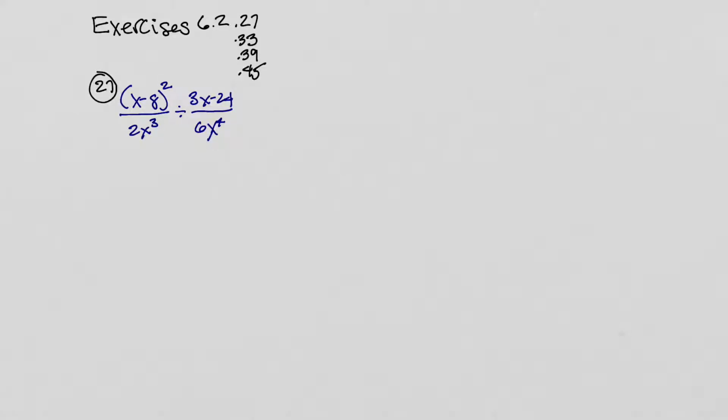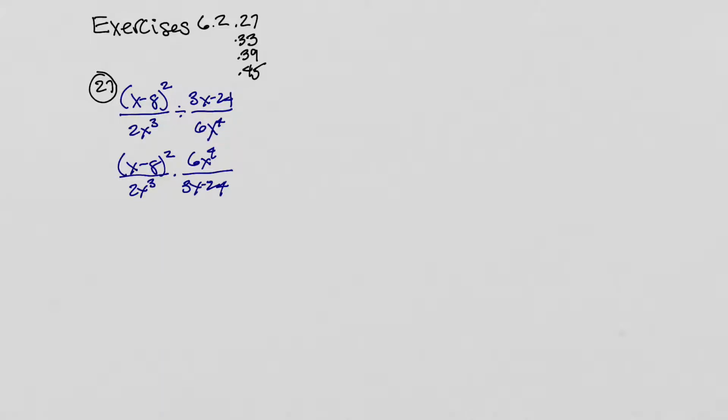Now here in problem number 27, we're given this rational expression to be divided by this one, so it's a division. So what we're going to do is invert the divisor and change the division to a multiplication. So let's do that now. And just like magic, I did that. All I did was change this to a multiplication and invert this. So let's see what we can do here.